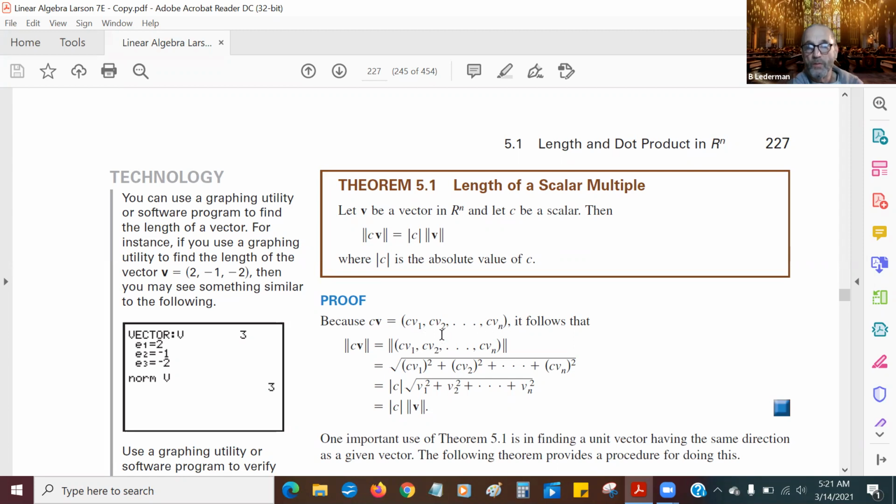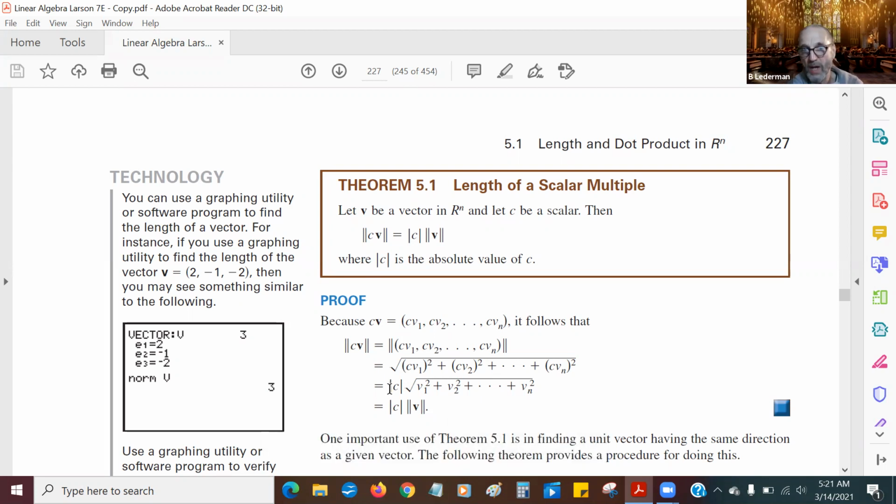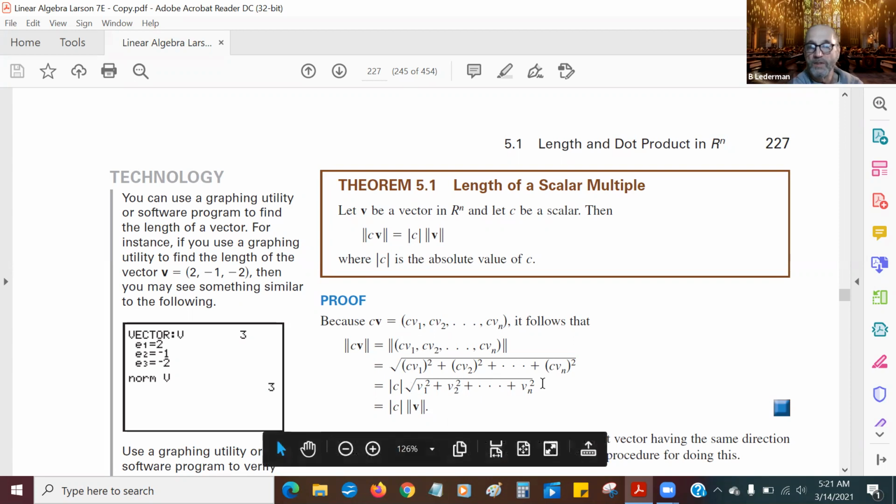V was V1, V2, up to Vn, but CV is CV1, CV2, dot, dot, dot, up to CVn. So the magnitude is going to be the magnitude of these components here, which means I'm squaring each of these components, which means I have a C squared and a C squared and a C squared. That's why it didn't matter if C was positive or negative, because I'm squaring it. Now I can pull that out of the square root. When I pull that C squared out of the square root, it becomes a plain C, but positive. And this here by definition is the length of the original vector V, and the theorem is proved.